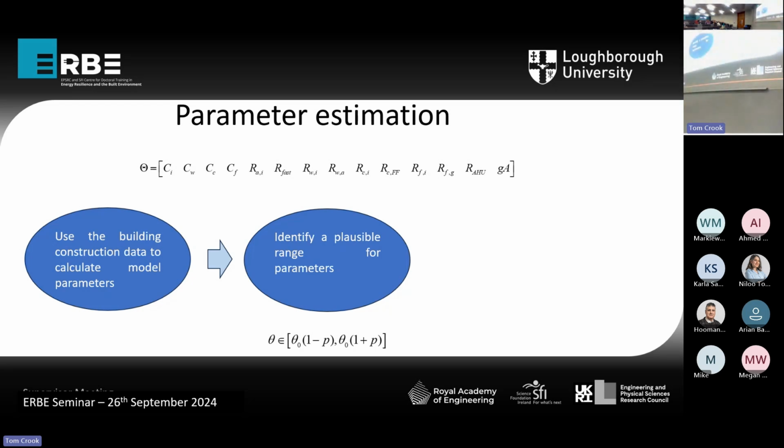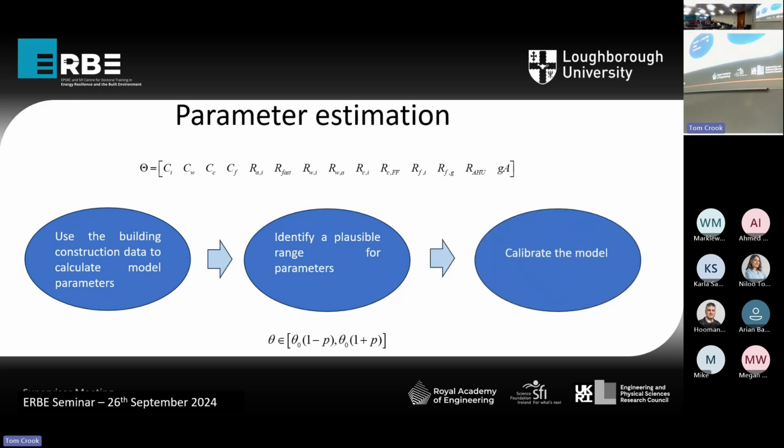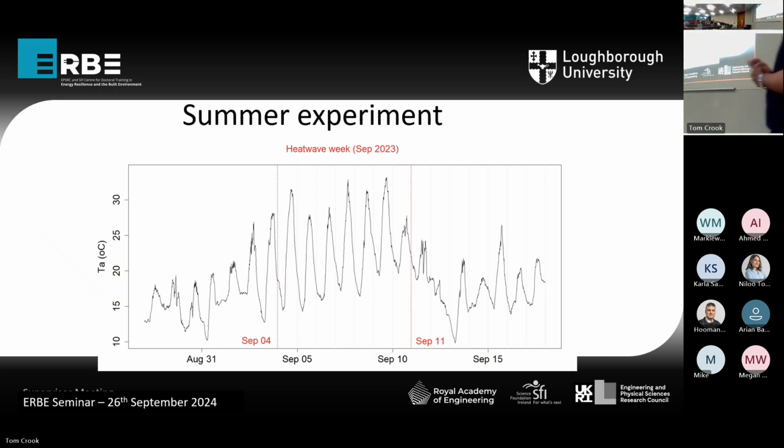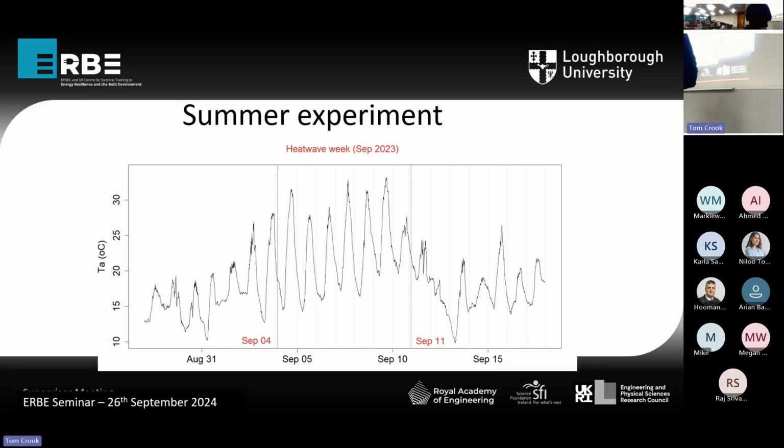After establishing this parameter range, I have to calibrate the model, and with these calibrated values, predict the indoor temperature to see how this model performs in model parameter estimation and indoor temperature prediction. So the first step in my modeling is running a summer experiment, for which we used one week in September 2023.